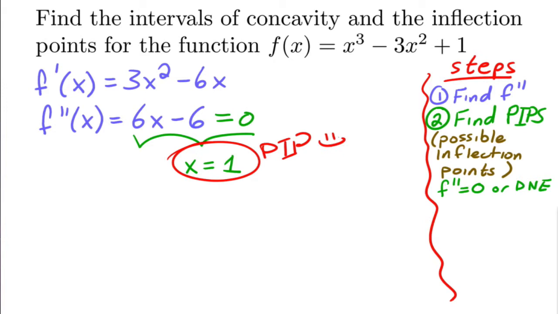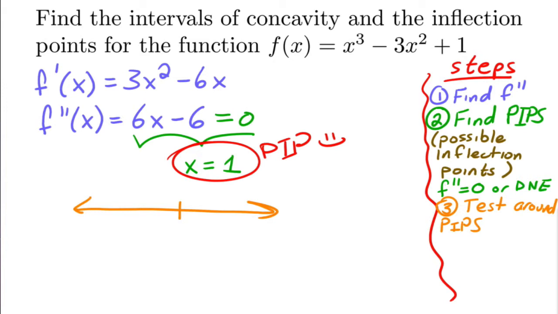All right. And then basically what you do is the same thing you did for the first derivative test, except that you do it with the second derivative. So you're going to test around your pips. The only difference is that you do your number line, you put down your, in this case, single pip, and then you test points around it. So to the left of 1, let's pick 0. To the right of 1, you pick 2.